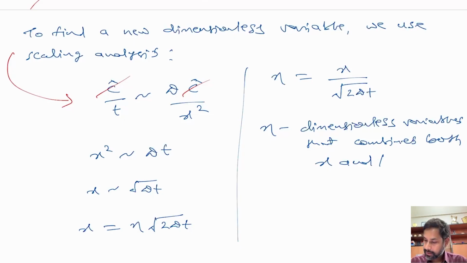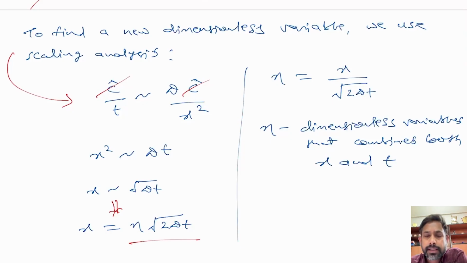So what you see here is that eta is a single variable that now gives you the effect of both x and t, right? And this is dimensionless in value. And now you will ask how we went from here to here. So at the moment we don't know the value of eta, right? We are just saying that eta is a dimensionless variable. It may have different constant or different values. For that particular value, this x must be equal to square root of 2 dt.